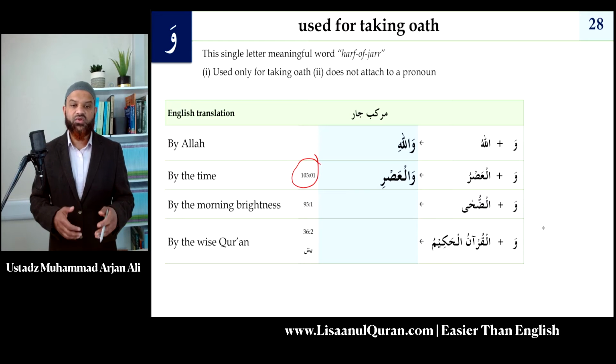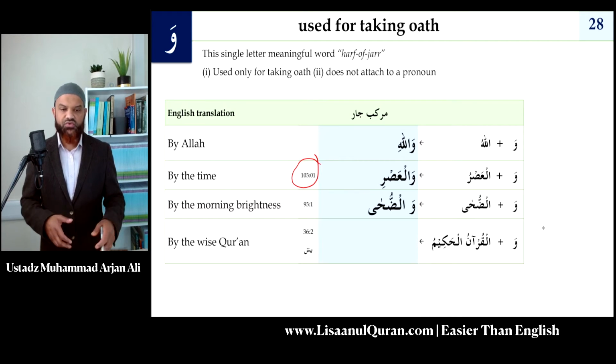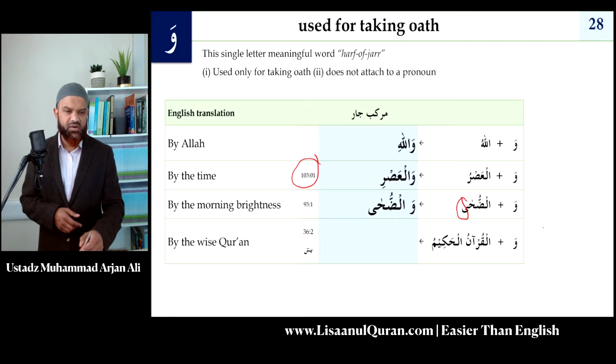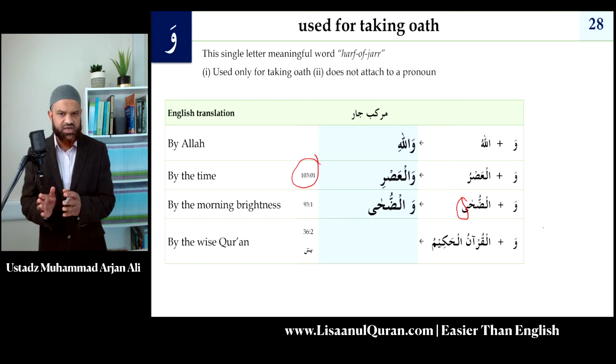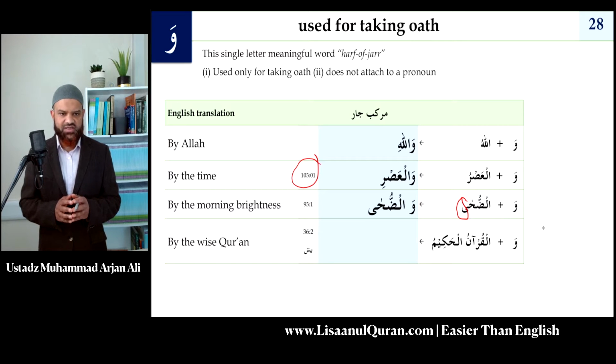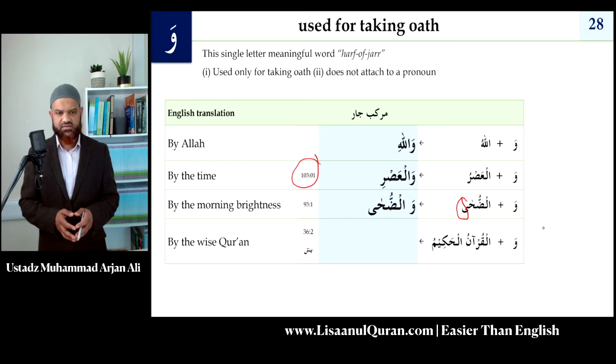Then we have wad duha, or ad duha on its own. Reading it together, we have wad duha. Now here is a problem. There is no indication it's in jar. Why? Because this word acts like mabni. Remember I said if it has alif maksura at the end, it will act like mabni as far as our study is concerned at this level. So wadduha, by the morning brightness. I hope you can see that, inshallah, very, very clear.